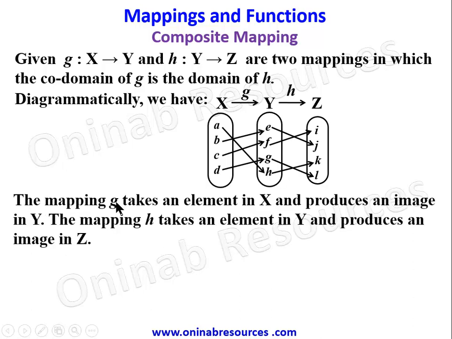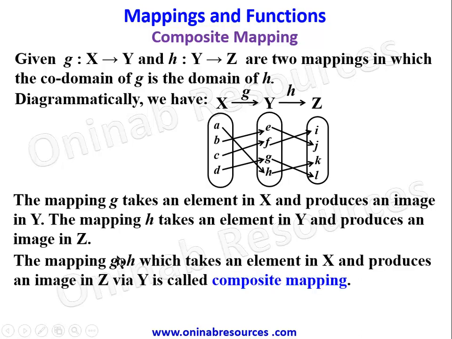So the mapping G takes an element in X and produces an image in Y. The mapping H takes an element in Y and produces an image in Z. The mapping that takes an element in X and produces an image in Z via Y, that is H of G, is called a composite mapping. It is sometimes written GH. So we'll be solving some problems on this composite mapping.